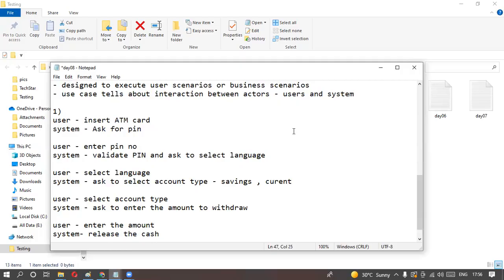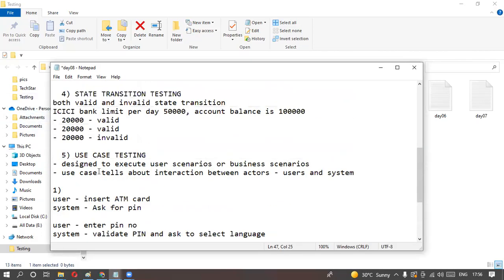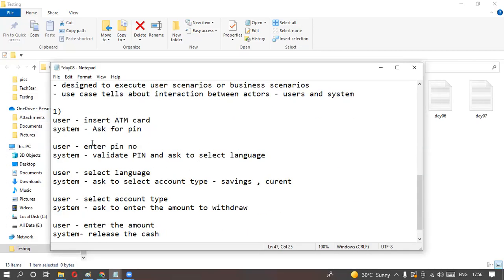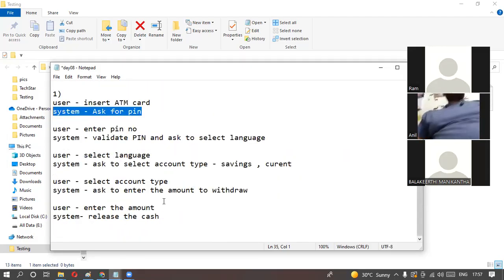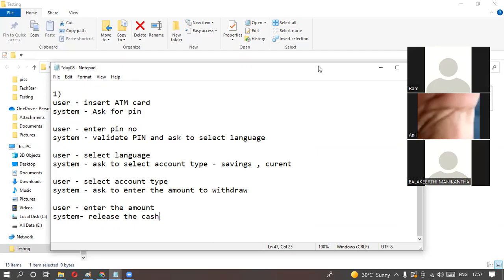Okay, this we call a use case testing. So here everything is between the users, the actors. Actors are nothing but users and system. User is nothing but the person who is availing the services. The system is who is providing service to the user. Okay, that we call a use case testing. Okay, so any doubts?